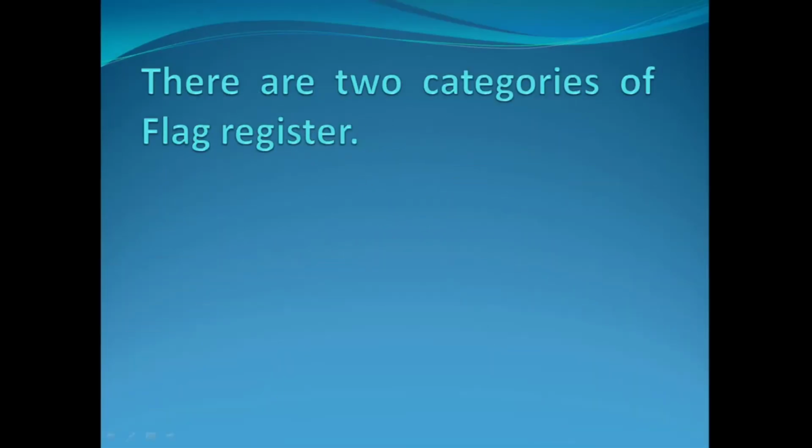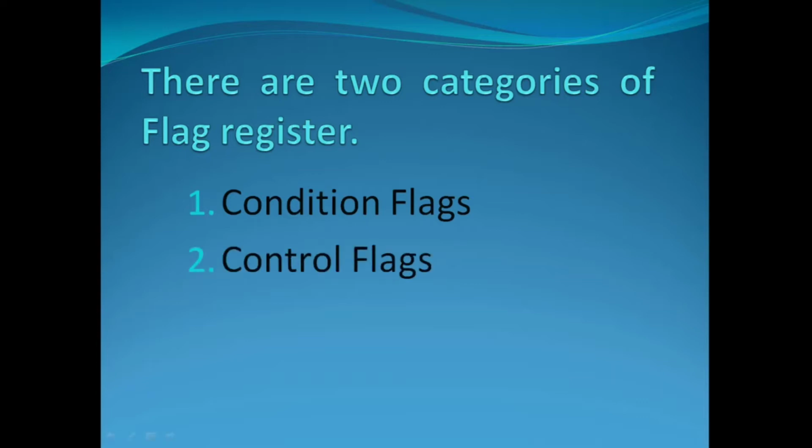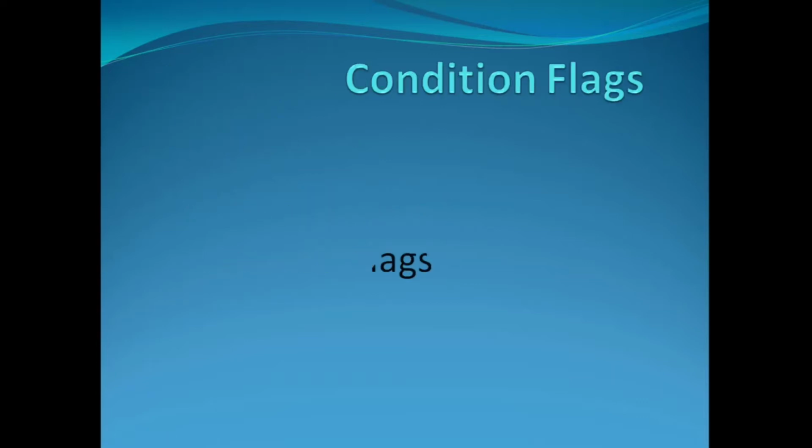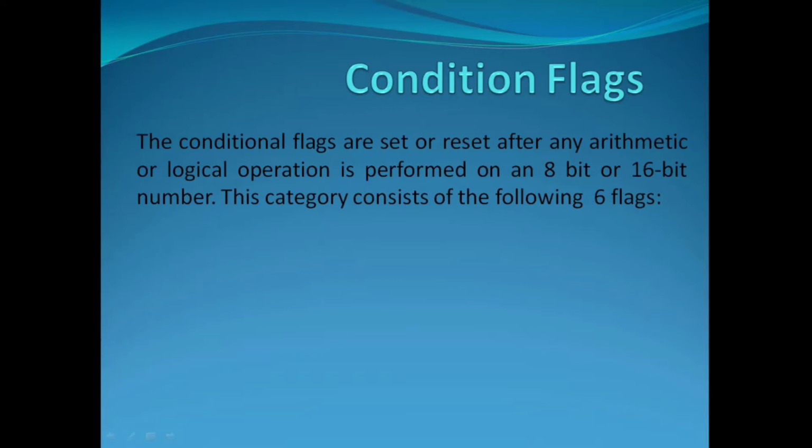There are 2 categories of flag register. Number 1, condition flags, and number 2, control flags. Now we are going to learn about condition flags. The conditional flags are set or reset after any arithmetic or logical operation is performed on an 8-bit or 16-bit number.